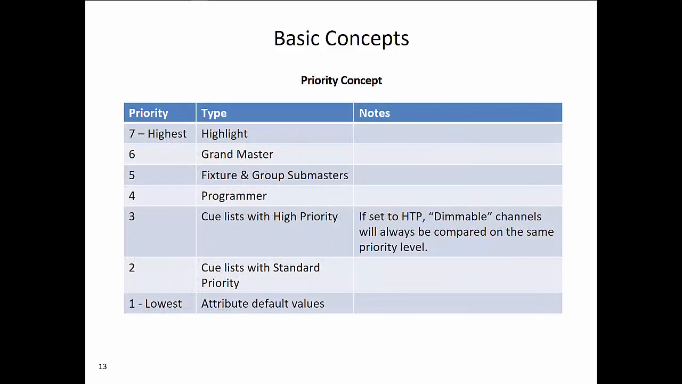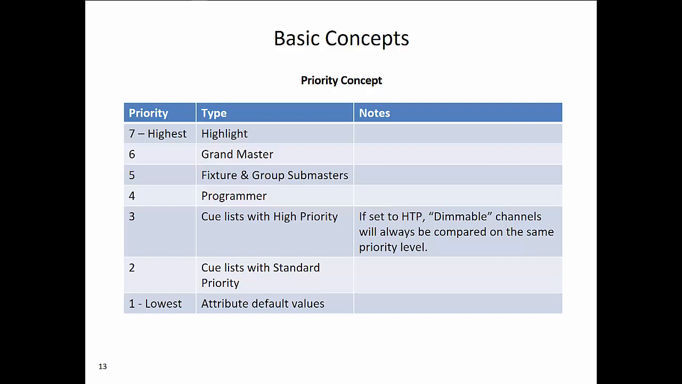Another basic concept in the 500ml are priorities. You do have the option of changing some priorities. Some of these priorities are set and are just part of the console's mentality. The highest priority is highlight. So if you highlight a fixture, that will always take precedence.